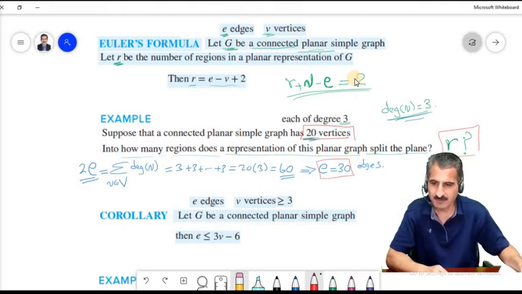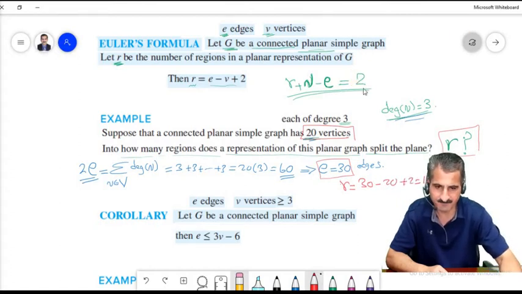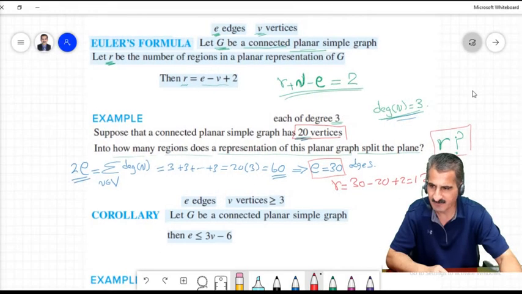So R equals E minus V plus 2, which is 30 minus 20, that's 10, plus 2, so we have 12 edges.